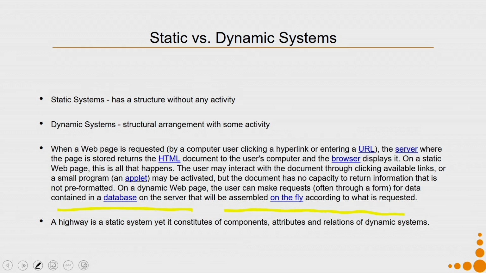The highway example: a highway is a static system, yet it constitutes components, attributes and relations of the dynamic system because of the activities which are going on along it.